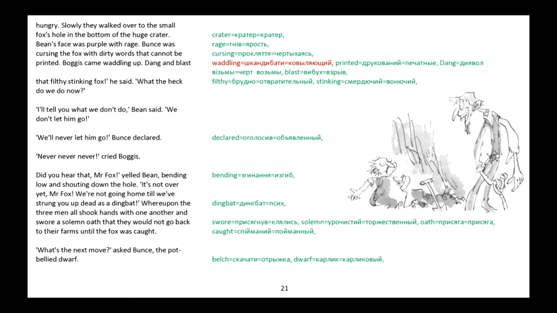"I'll tell you what we don't do," Bean said. "We don't let him go." "We'll never let him go," Bunce declared. "Never, never, never," cried Bogus.